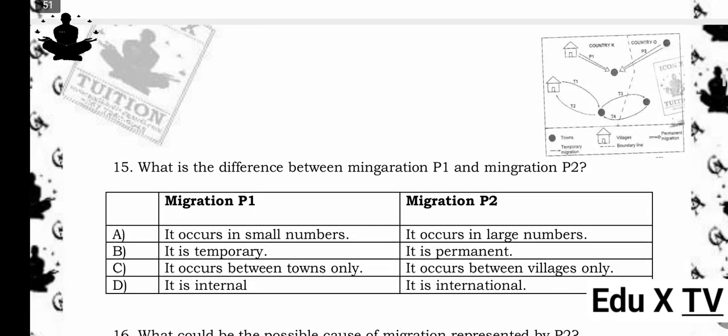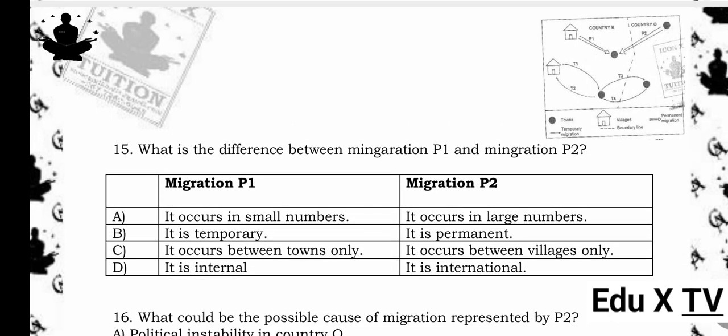Use the diagram below showing types of migration to answer questions 15 to 19. 15. What is the difference between migration P1 and emigration P2? A. It occurs in small numbers. It occurs in large numbers. B. It is temporary. It is permanent. C. It occurs between towns only. It occurs between villages only. D. It is internal. It is international.